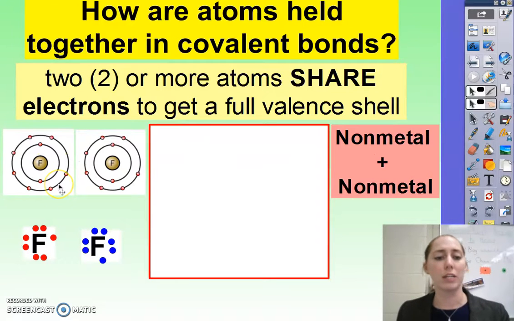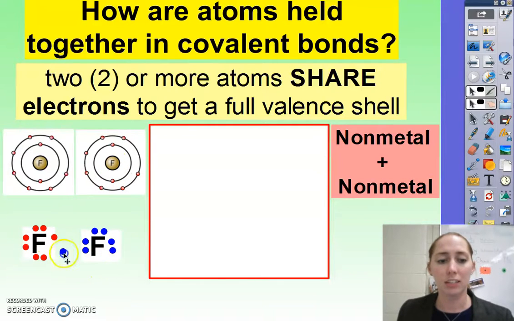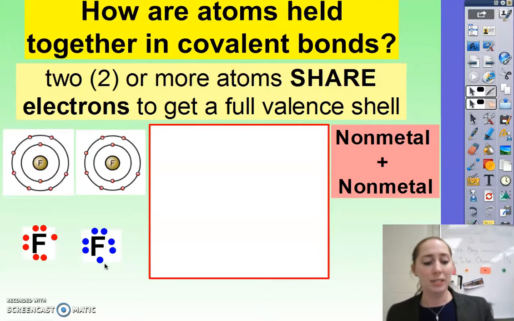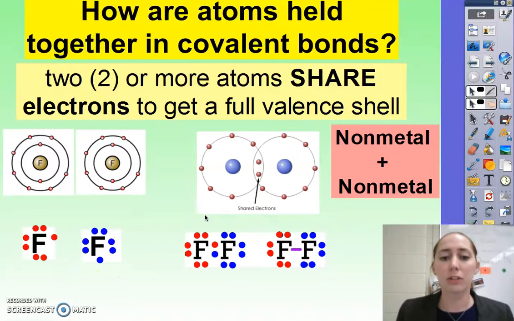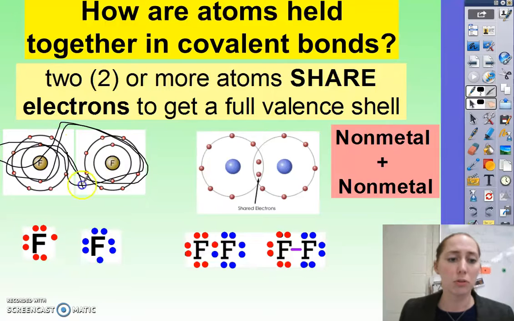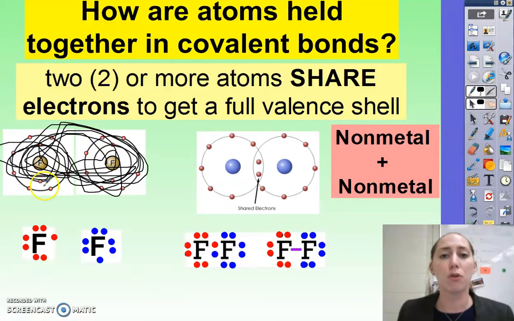Now let's look at these two fluorine atoms here. Both of them have 7 valence electrons, so neither one is going to be willing to give up one of its valence electrons to make the other happy. So instead, they're going to share that one valence electron each, so they both end up getting 8 valence electrons. These shared electrons will revolve very quickly around both nuclei, so quickly that it seems like both of them have a full valence shell.